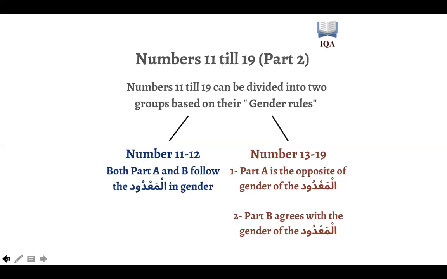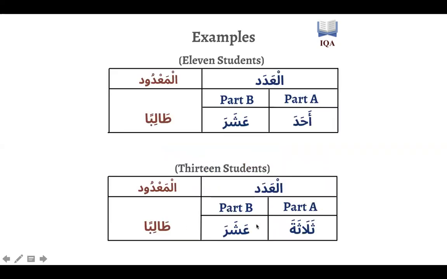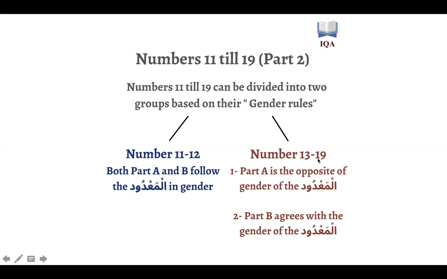So how does this look? Here we have the number 13. Part A is going to be the opposite gender of the ma'adud. So this is masculine, so this is going to be feminine with a ta marbuta. But part B here is going to be masculine because the ma'adud is masculine. So this is where it gets confusing, as I mentioned. Numbers 13 till 19 are a bit confusing in the sense that part A is going to be the opposite gender of the ma'adud, but part B is going to agree with the gender of the ma'adud.